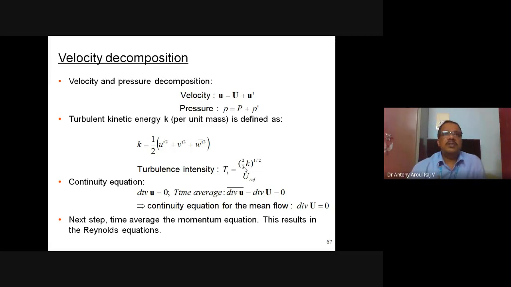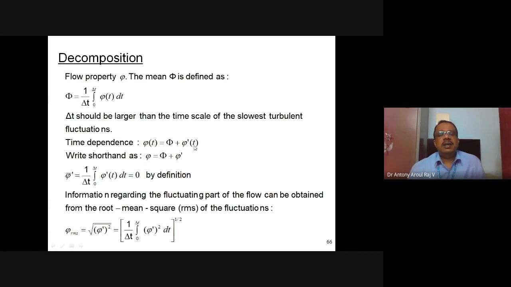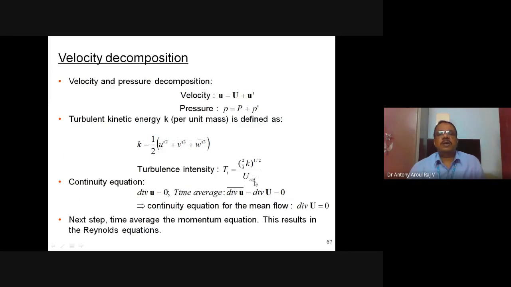For example, if I'm having a problem, in that I have to tell whether it is less turbulent, medium turbulence, or high turbulence. How can I tell that? So I can tell that by turbulence intensity, turbulent kinetic energy, or by RMS of the turbulent fluctuations. Okay. So these are the things by which you can tell how much turbulence is there in the flow field.